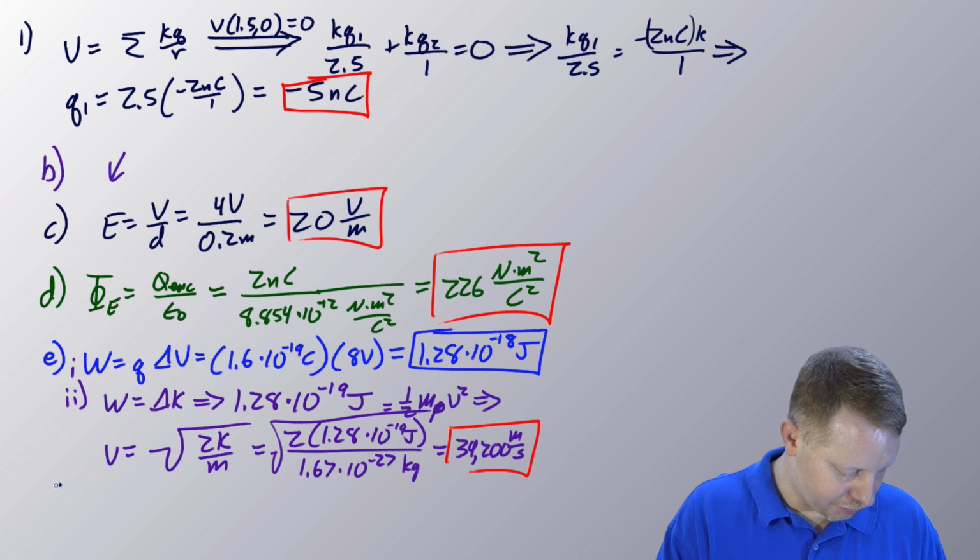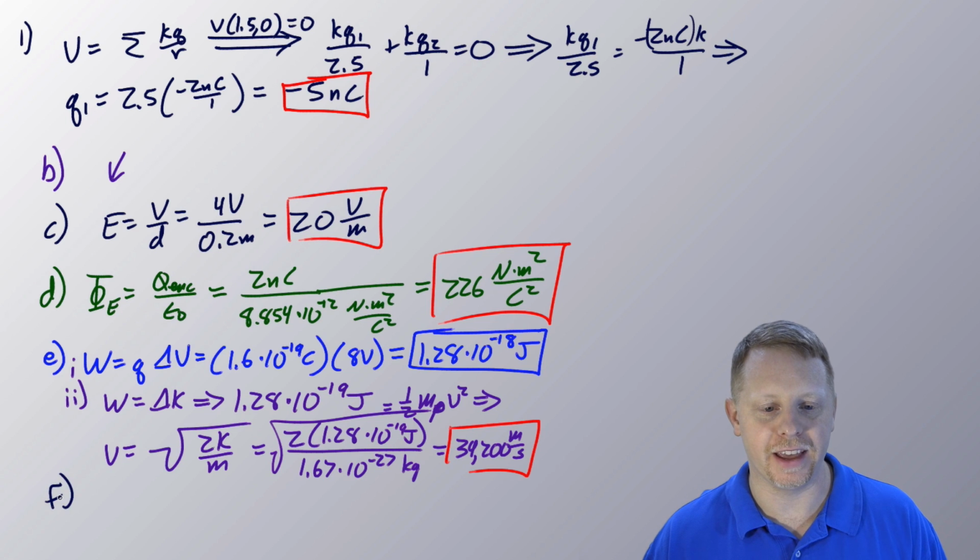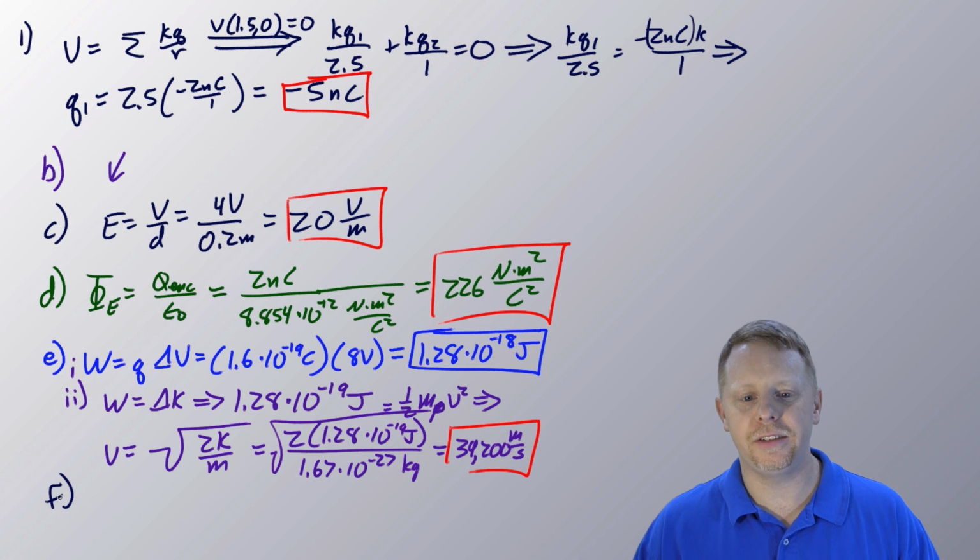And that brings us to F, the last part of the question. Now we release an electron from rest at point B. Which of the following indicates the direction of the initial acceleration, if any, of the electron? Well, I would choose left here.